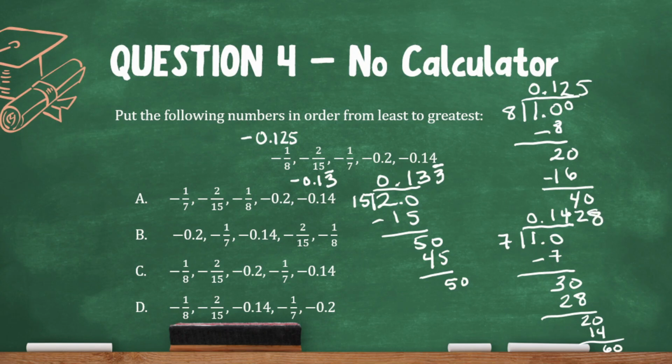And we could probably stop there because we already see that that's different from this one. So negative 1/7 is the same as, let's just round it to negative 0.143.